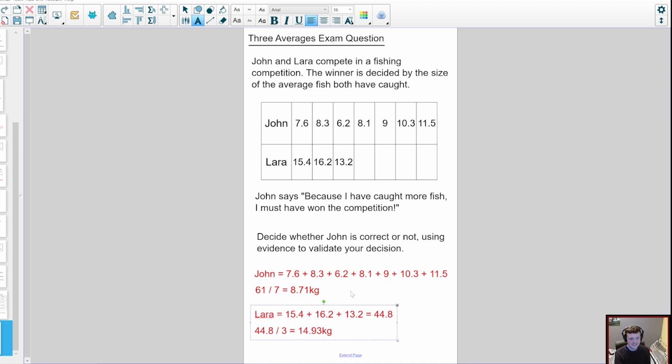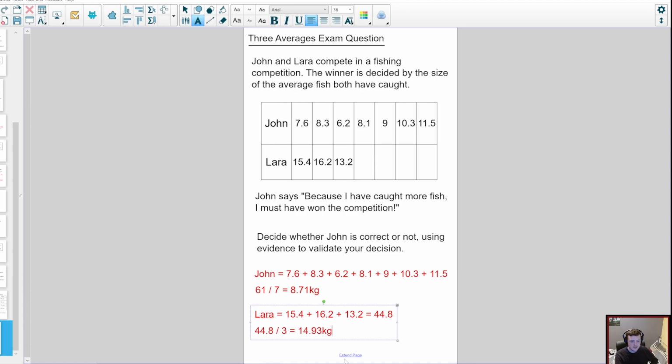And so we can see that clearly John is not correct. Yes, he has caught more fish, but not only are all of his fish smaller than any of the fish that Lara has caught, but there are more of them. So when we find the average size of the fish, it actually hinders him that he's caught so many small fish compared to some bigger fish. And so what we end up saying is, no, John is incorrect. And you could even say that on average, Lara's fish are 6.22 kilograms larger than John's, or something like that. But this would basically be enough evidence to say, no, he's incorrect.